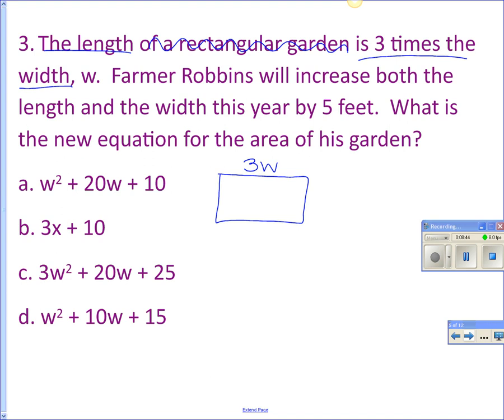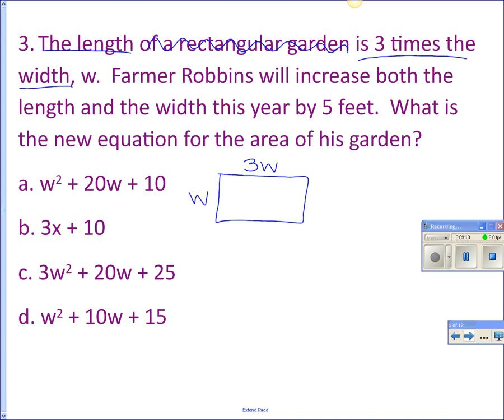Be careful on this one. I see a couple people wrote W plus 3. Those of you working ahead, I don't mind you working ahead at all, but you need to check back in every now and then, make sure you're on the right track. 3 times is 3W. Faith, what else do I need to go ahead and put on my picture? Before that, what's missing from my picture? The W right here. Good, for the width.